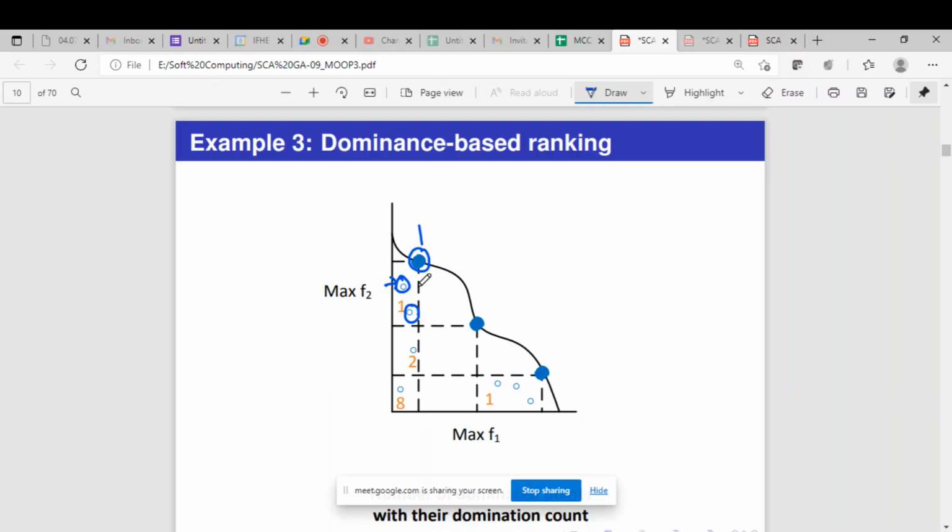When can you say that someone is dominating another? In this case, when can I say that Y is dominating X? When can I say Y is dominating X?